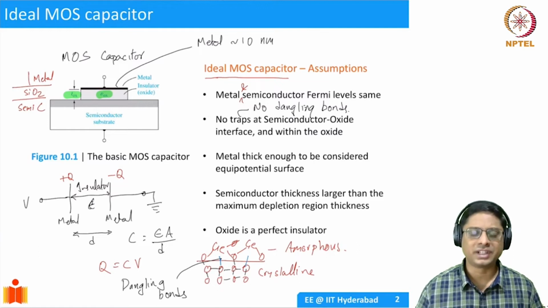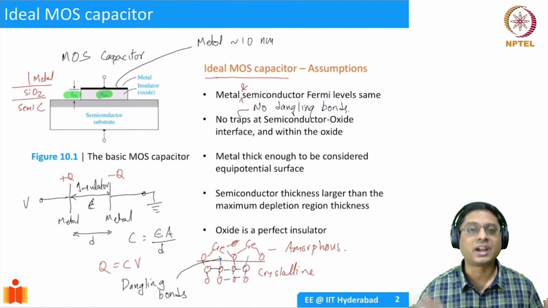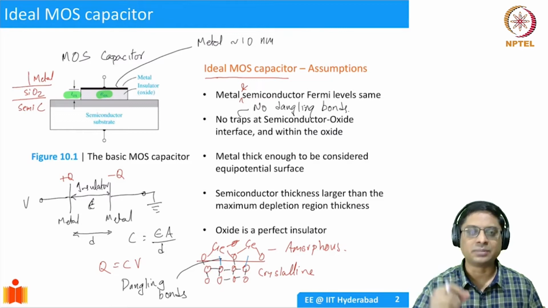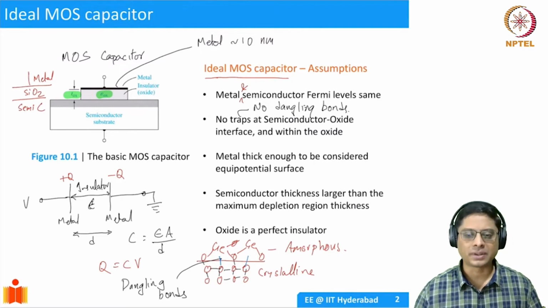We don't, this is not a very difficult assumption to satisfy because we are dealing with semiconductor wafers which are about 500 microns thick. In the past, right now they are about 750 microns thick. That means three-fourths of a millimeter, right? So they're quite thick right now. So we don't have to worry about that. And oxide is a perfect insulator. Well, that is, again, we already talked about it.